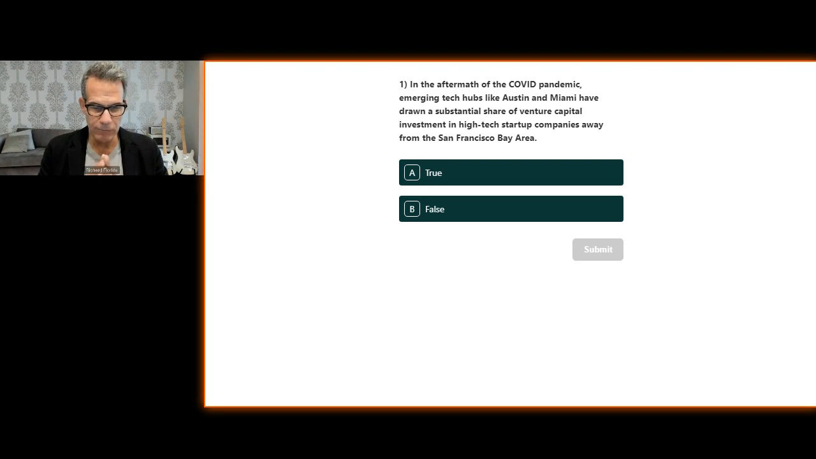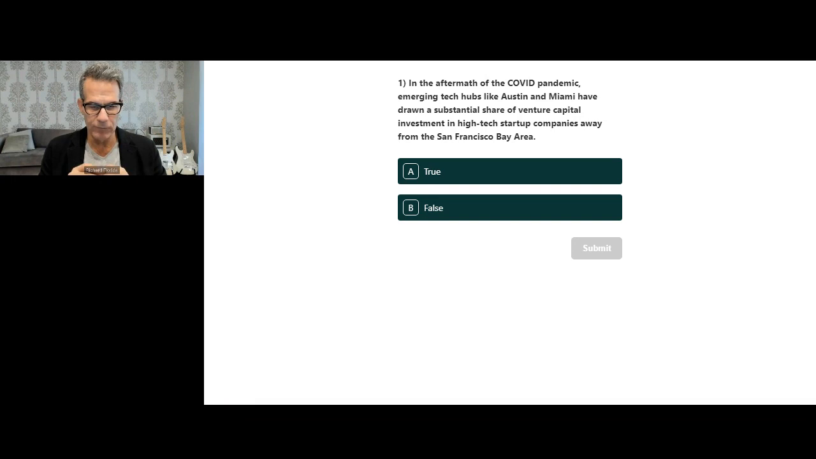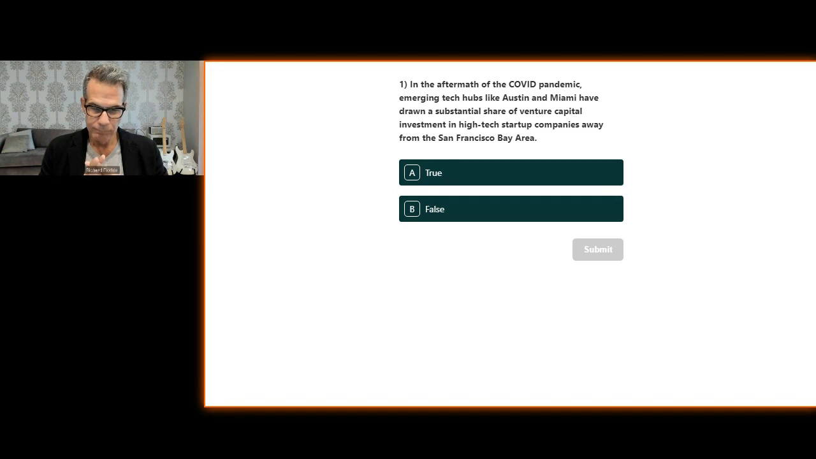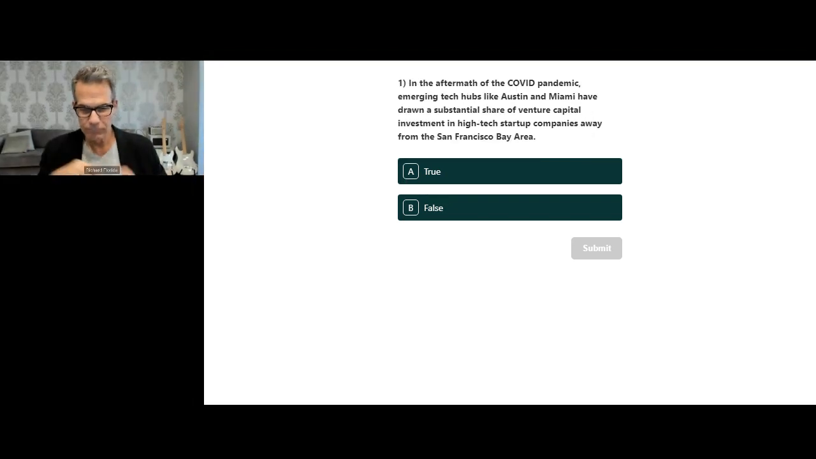Is it true that these places have drawn, Austin and Miami, these high-flying tech hubs have drawn a substantial share of venture capital investment in high-tech startup companies away from the Bay Area? We'll give it a minute. Getting there. I don't want to give away the answer. It should be on your screen, no? It's on my screen. I see a question from Shannon. And 76% of folks have answered, 78%. So it should flash up pretty quickly. Some people are saying it disappeared before they could answer.